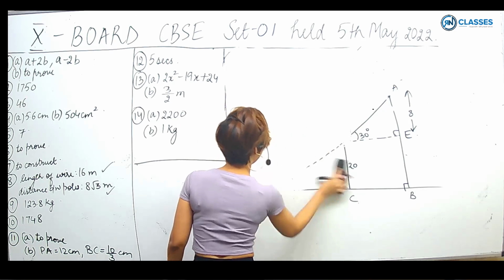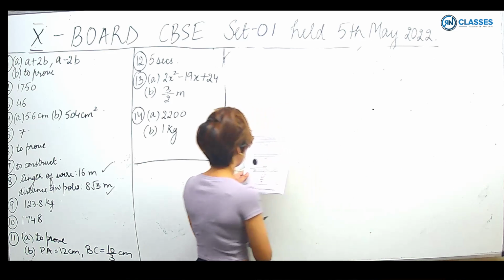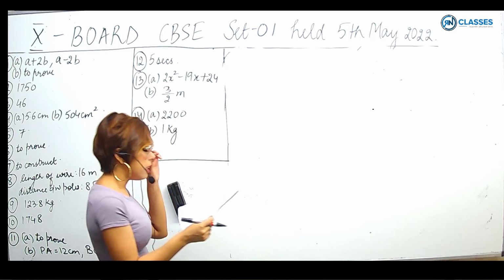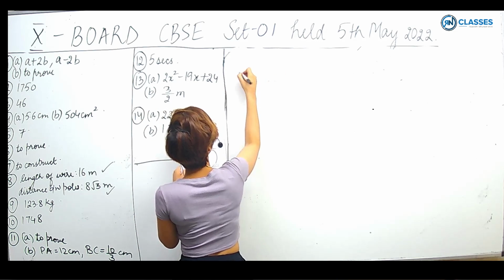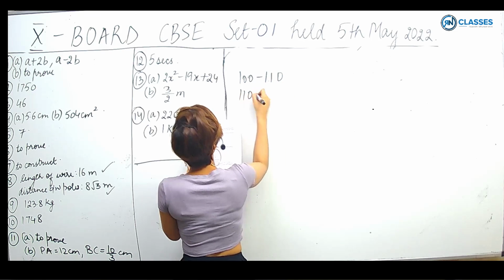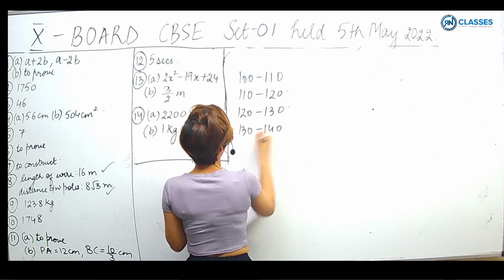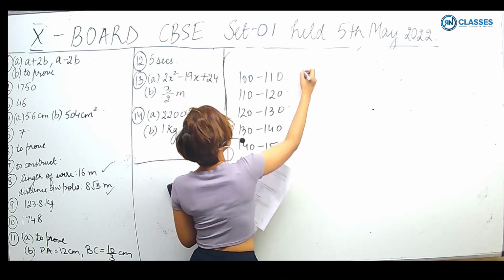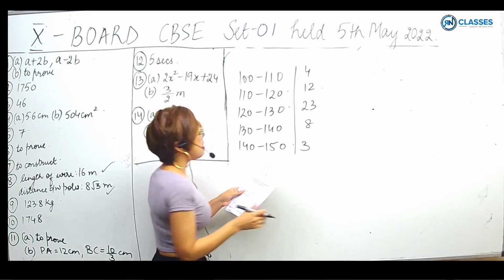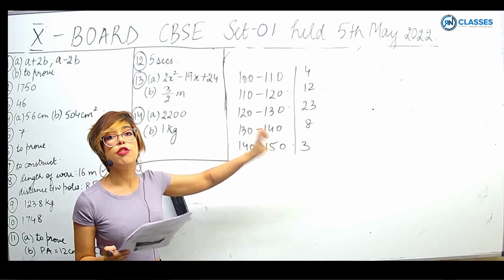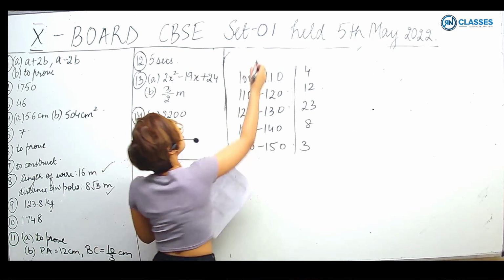Question number 9. Alright, now for this I need to make the table because I need some space. So 100 to 110, 110 to 120, 120 to 130, 130 to 140, and 140 to 150. Right, this is 4, this is 12, this is 23, this is 8, and this is 3. Right, my table is made. I need to find, this is the weight of 50 wild animals of a national park. And obviously weight is in kg.